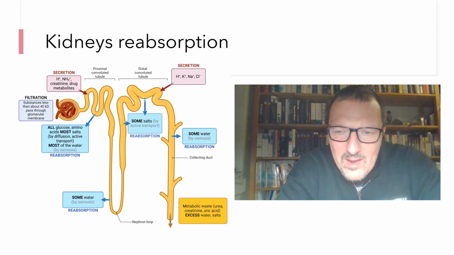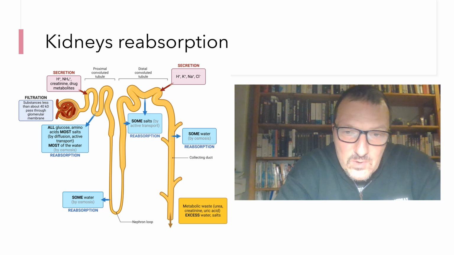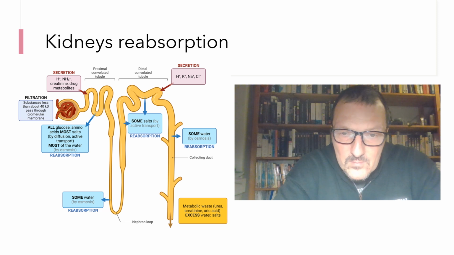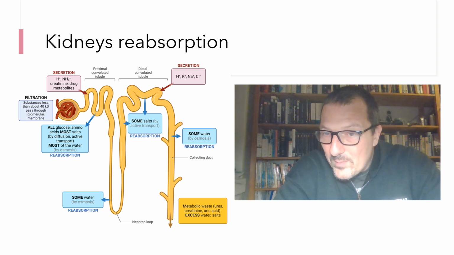Here you have a diagram of the reabsorption in the kidney. So we get a lot of the stuff pushed out during the filtration process, and we have some water lost due to osmosis, and then we need to reabsorb the things we need. So we reabsorb most of the water from the urine. And that's really important because otherwise we would lose many, many liters of water every day when we're peeing.